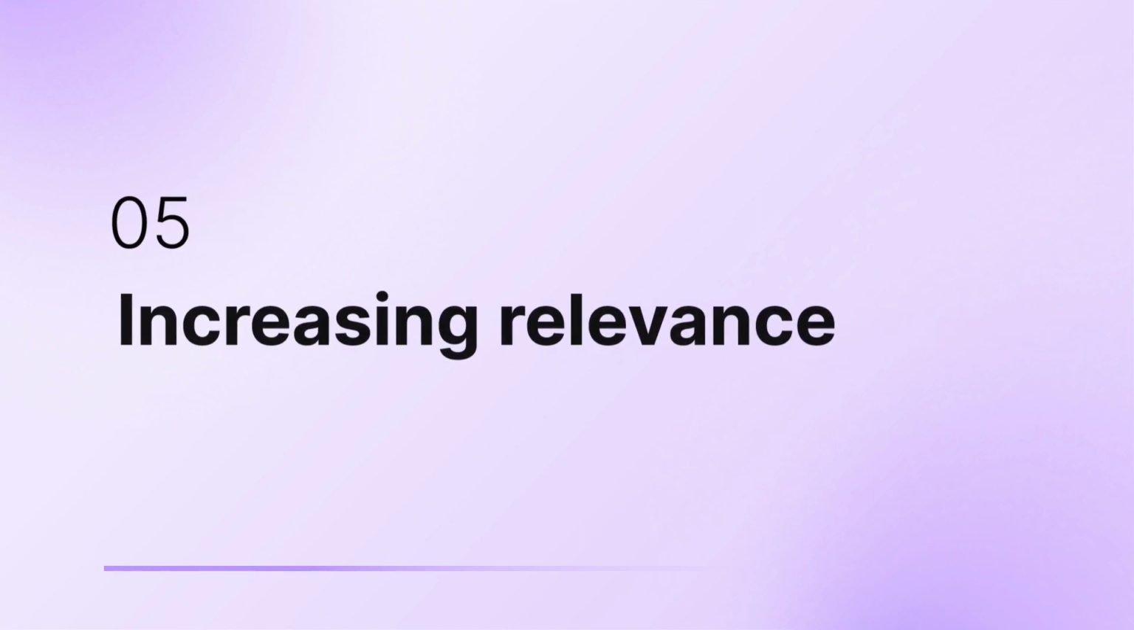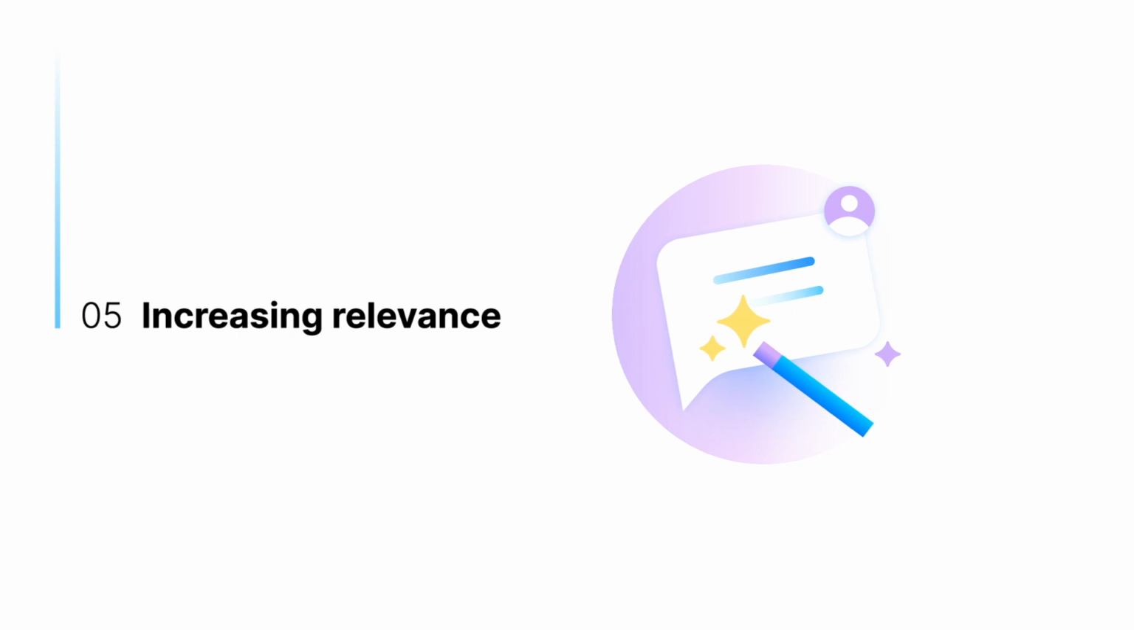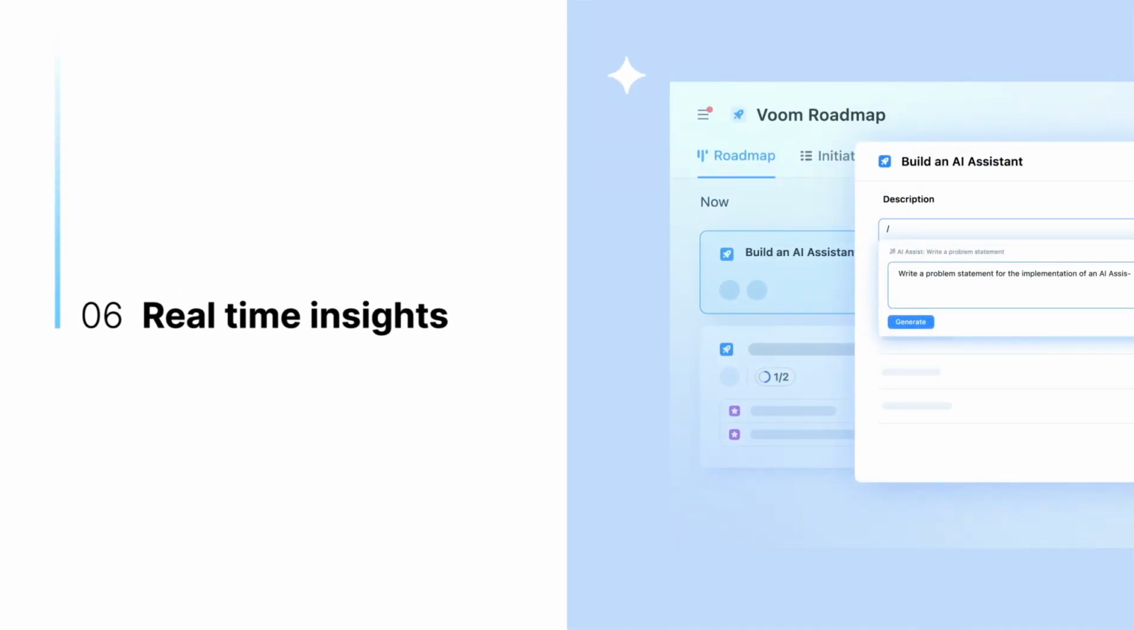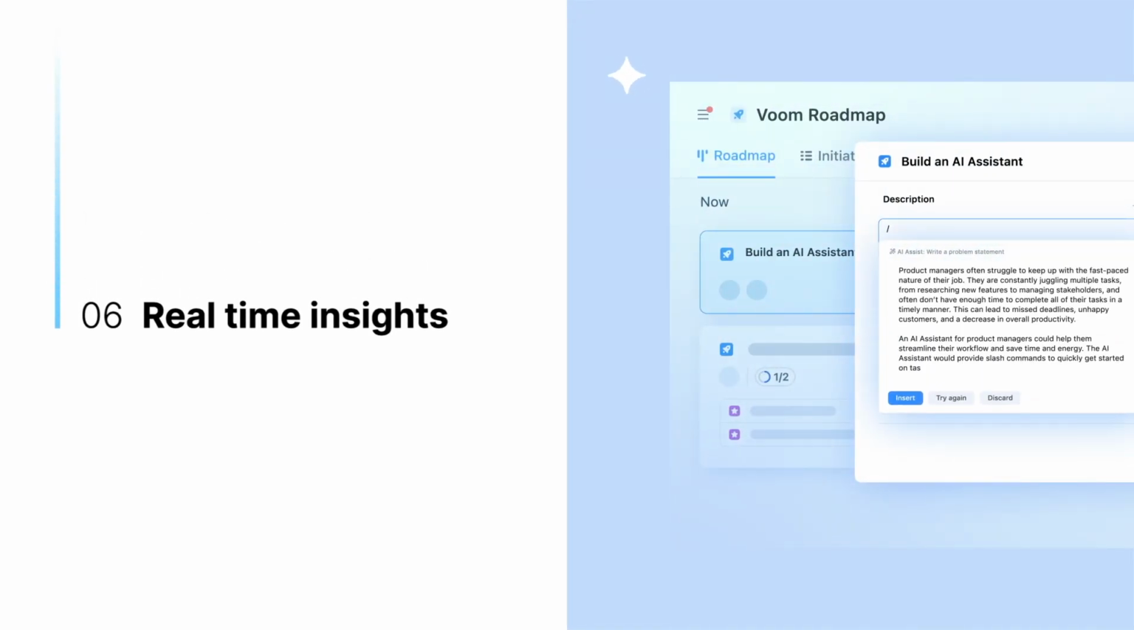Number 5, increasing relevance. AI can help to create more accurate and relevant roadmaps by analyzing market trends, customer needs, and competitor analysis. And finally, real-time insights. AI can provide real-time insights and recommendations based on changing circumstances, ensuring that teams can adjust their plans accordingly.